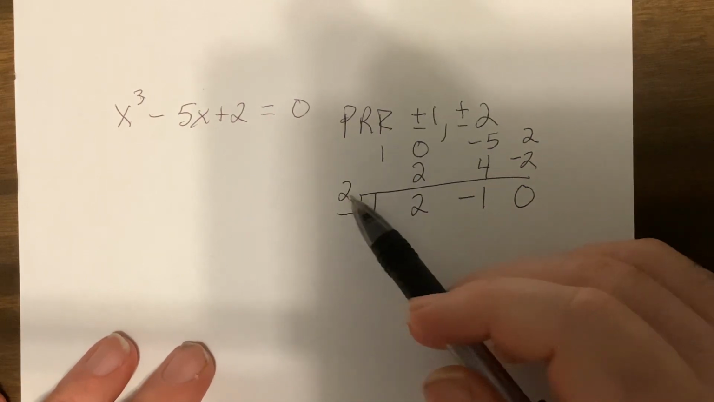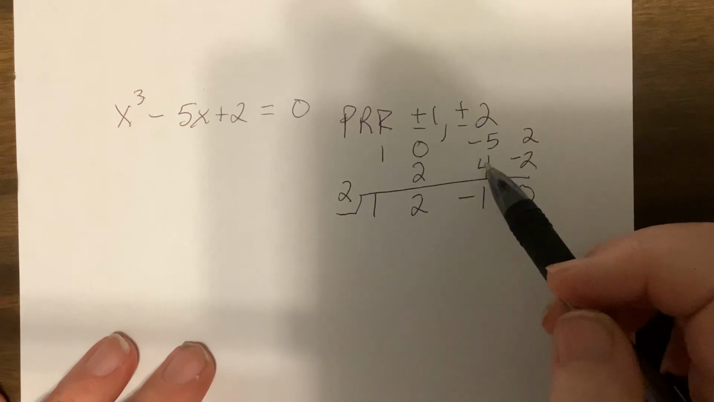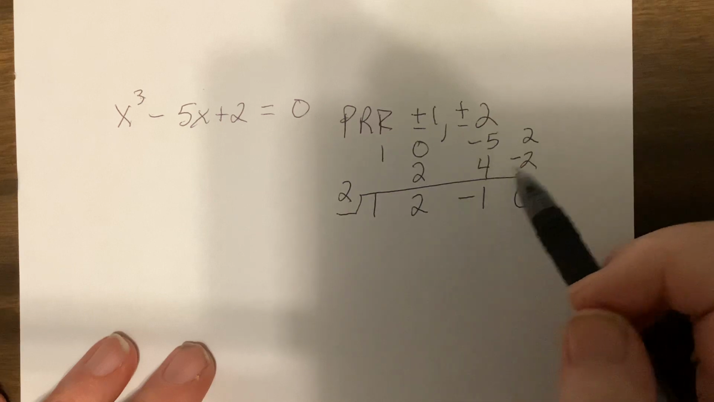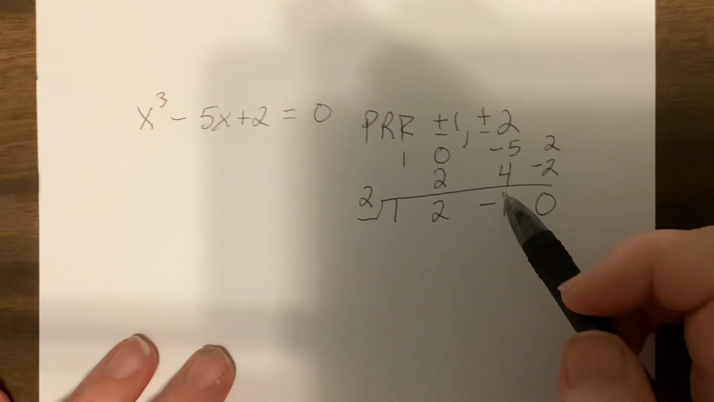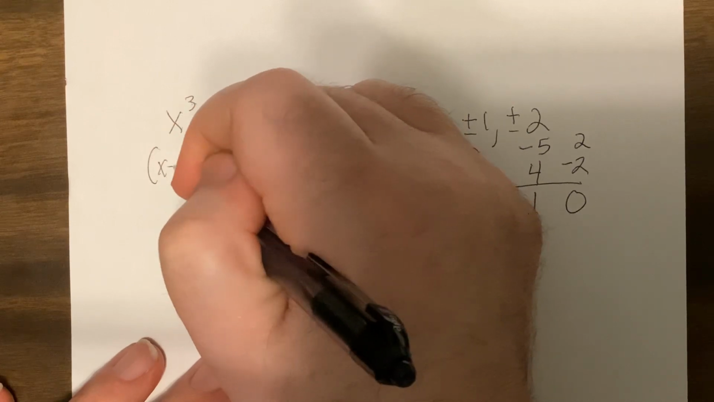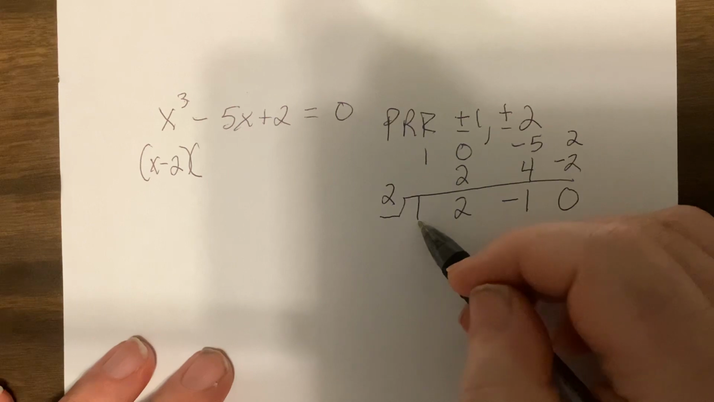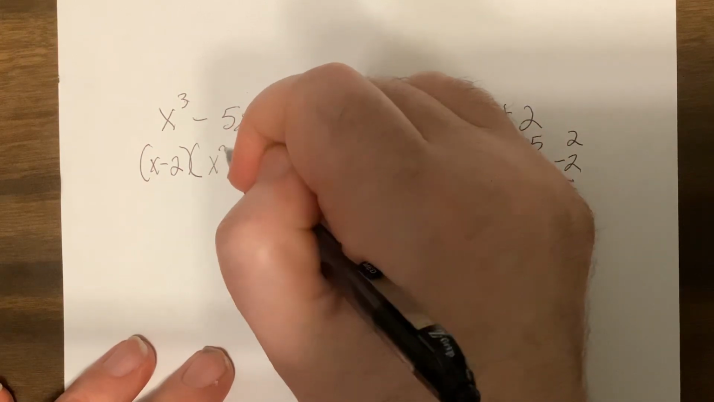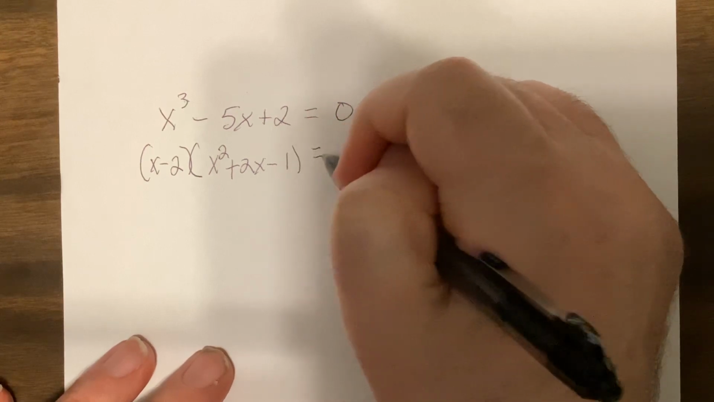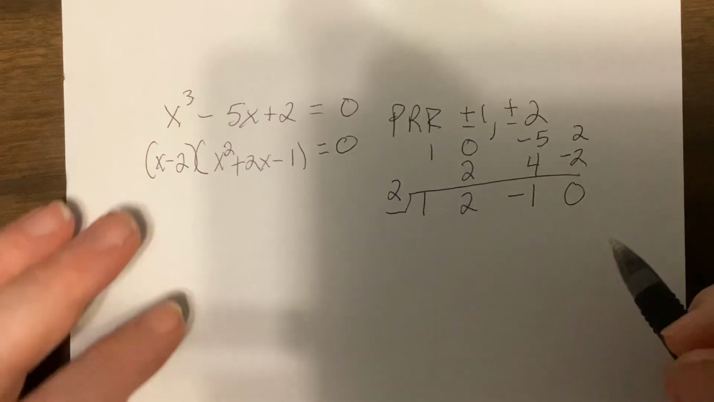So bring down the 1 times 2. Add it to 0. That's 2 times 2 is 4. Add it to negative 5. That's negative 1 times 2 is negative 2, 0. So that means this factors up into x minus 2 times the quotient, which is x squared plus 2x minus 1. X squared plus 2x minus 1.